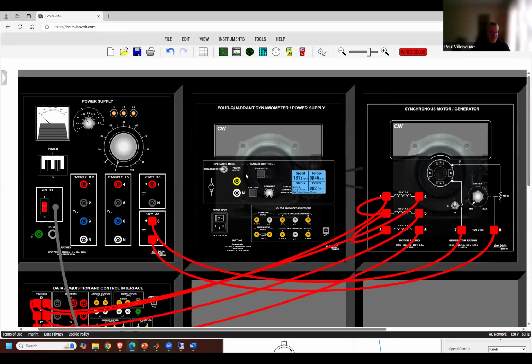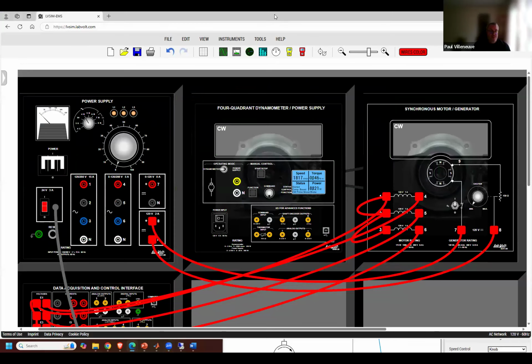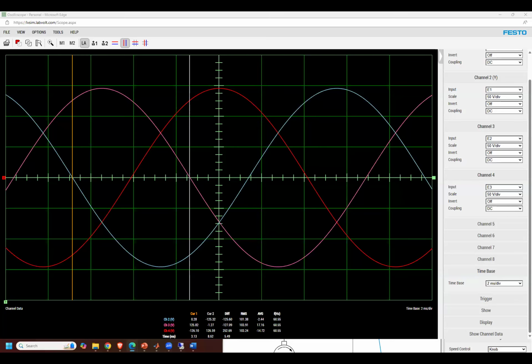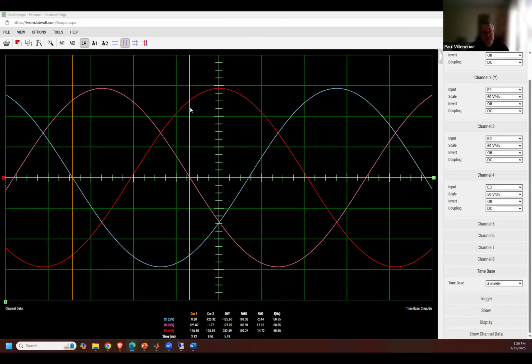So, will I get any different results if I change the speed? Will my oscilloscope look the same? Will it look different? What do you think? If you increase the speed, you'll increase the frequency. Anybody have any other thoughts? If I increase the speed, the frequency is going to change. How about the 120 degree phase shift? No, it doesn't change. It's still going to be the same.